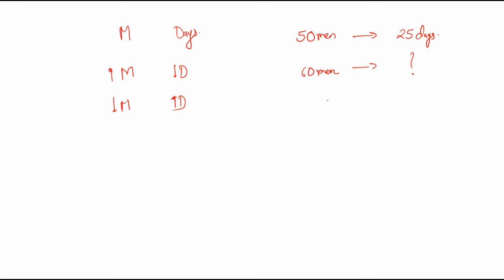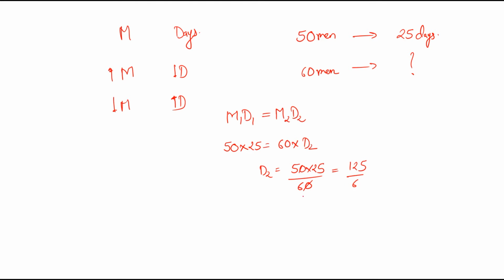Now, this value is missing. And we know that men and days are inversely related, and whenever two variables are inversely proportional, the product has to be constant. So, how do we write it? M1 D1 must be equal to M2 D2. Men in the first case were 50, days were 25. Men in the second case are 60, days are missing. So this will give you D2 is equal to 50 into 25 by 60. Zero will be cancelled out. You get 125 by 6. So these many days are required to finish the work.